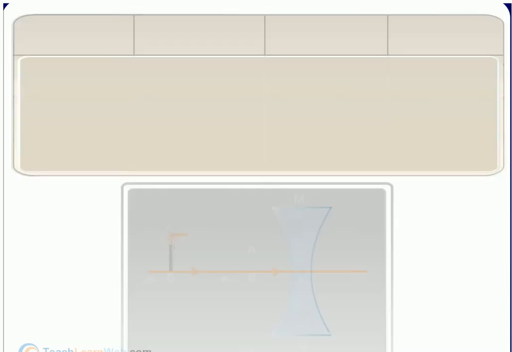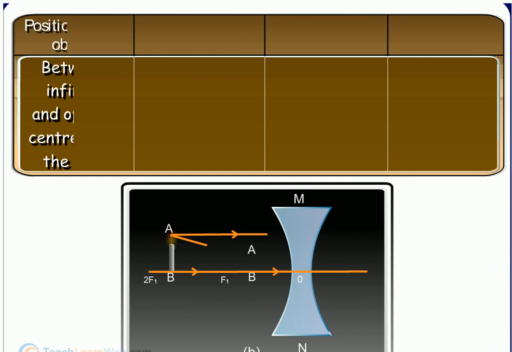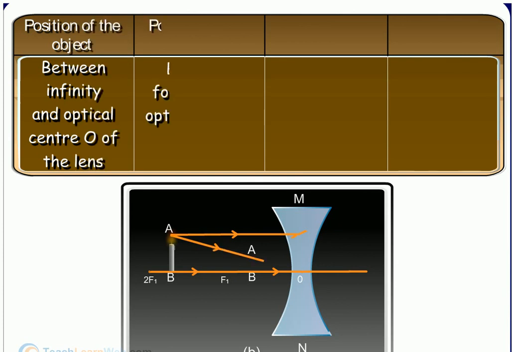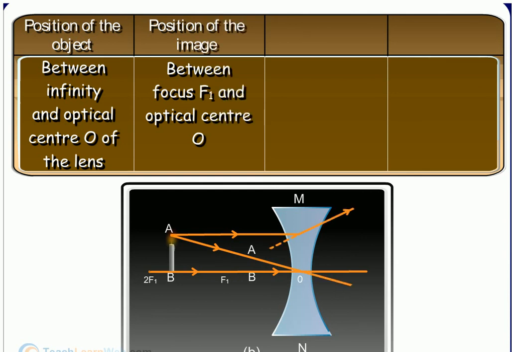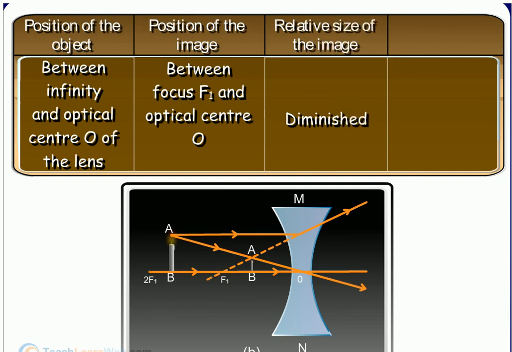If the position of the object is between infinity and the optical center O of the lens, the position of the image will be between focus f1 and the optical center O. Relative size of the image is diminished and the nature of the image is virtual and erect.